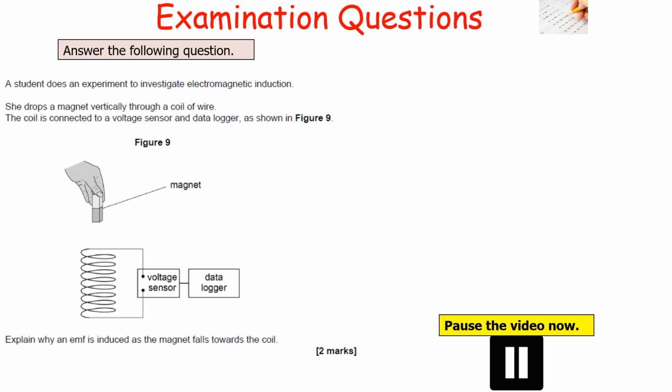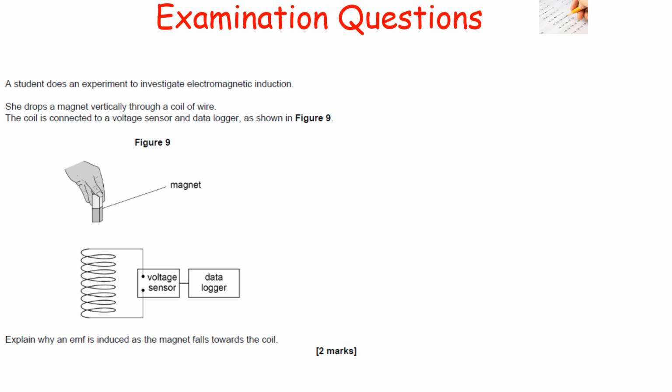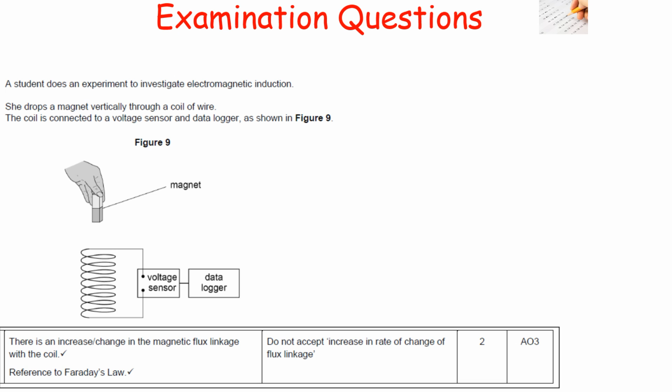Pause the video now, then unpause the video when you want to go through your answer. Once again, how can we say there's an EMF induced? Well, EMF is induced when there's a change in magnetic flux linkage. That is Faraday's law. As the magnet falls through the coil, there will be an increase in the magnetic flux linkage, because now the magnet is inside the coil of wire itself.